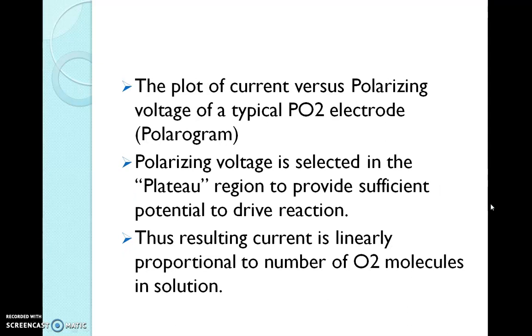The plot of current versus polarizing voltage of a typical PO2 electrode is called the polarogram. The polarizing voltage is selected in the plateau region to provide sufficient potential to drive the reactions. Thus the resulting current is linearly proportional to the number of O2 molecules. A polarizing voltage of 600 to 800 millivolts is required for these reactions to occur. The voltage is usually supplied by a mercury cell.